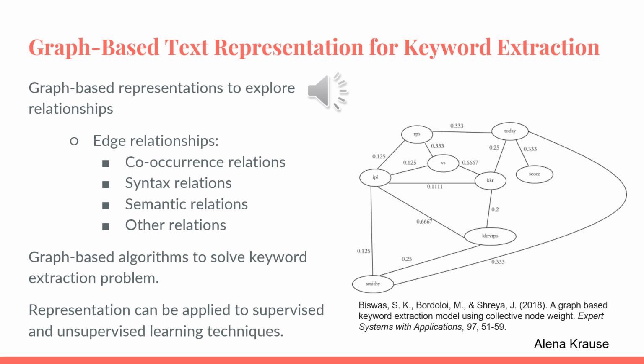Graph-based representations are used to explore relationships between words in text. So these graph-based methods generate graphs of related terms from the documents. In a graph, there can be vertices, which represent the words with edges to indicate relationships between the words, and these edges can have different weights and values, including co-occurrence relations, syntax relations, and semantic relation values, among other things.